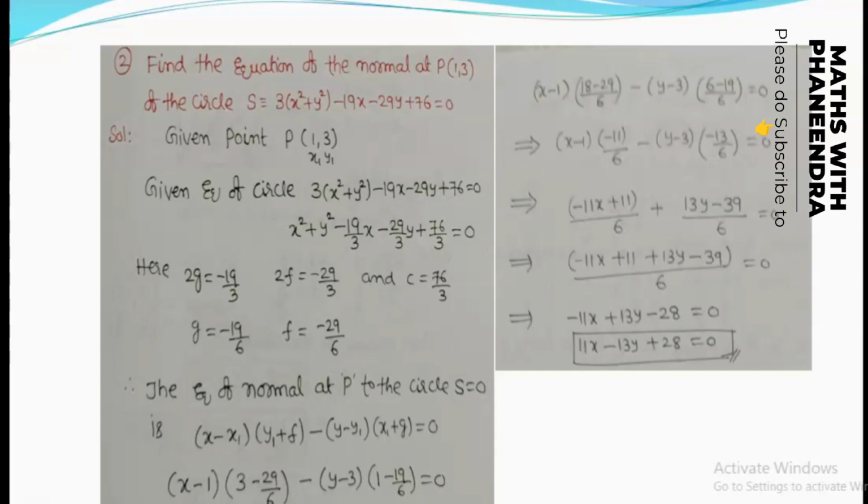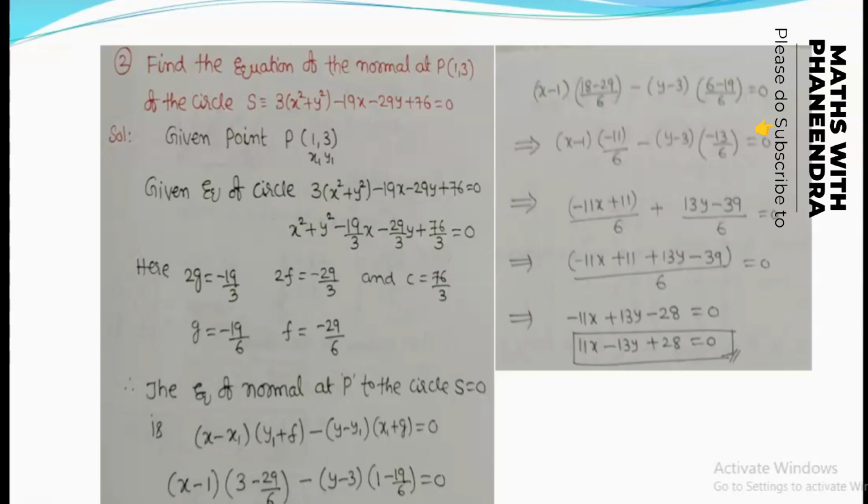It is not in the general form. Whenever the given circle is not in the general form, first you have to make it into the general form by dividing throughout by that particular constant. Here the constant is 3, the coefficient of x square and y square. Whatever the value is, divide throughout by that value. So it becomes x square plus y square minus 19x by 3 minus 29y by 3 plus 76 by 3 equal to 0. This equation you have to compare with the general equation of circle now.